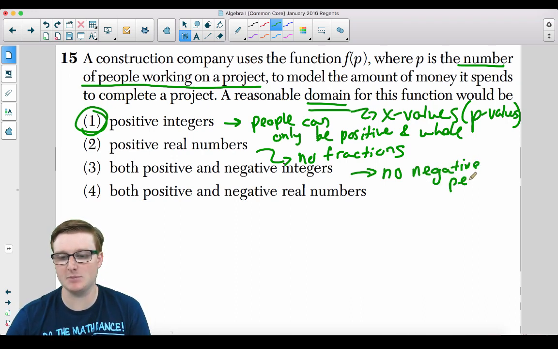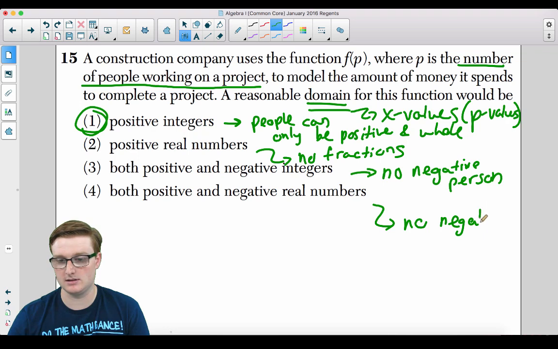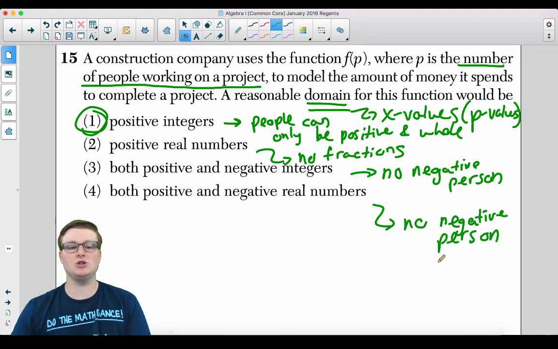You can't have a negative person. And both positive and negative, again, no negative person. So your answer is going to be choice 1.